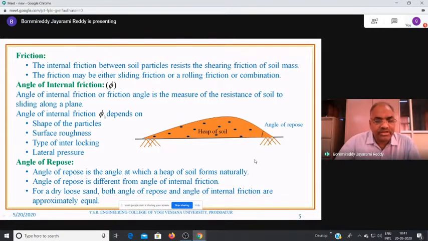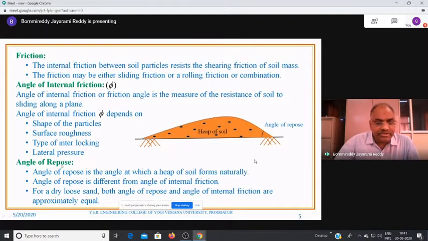So this angle of internal friction phi depends on several factors, and the major factors are shape of the particles, surface roughness, type of interlocking, lateral pressure, and so on. Several other minor properties are also there, which will be discussed at the end of the chapter. Even the numerical value of phi varies with the change of various parameters.